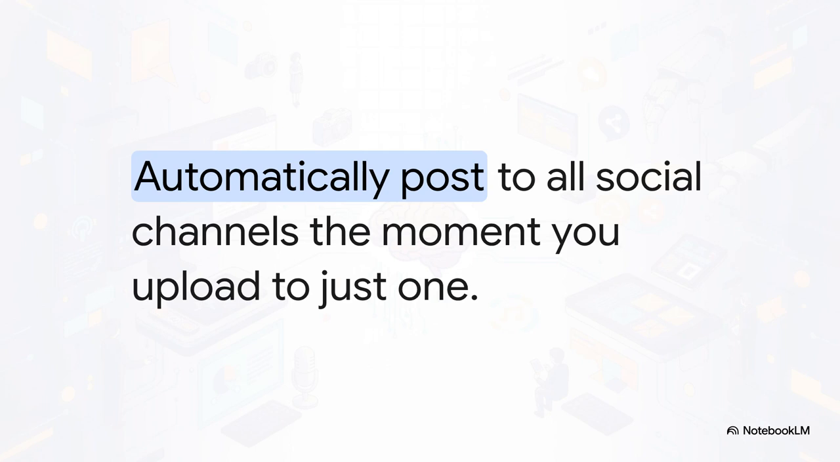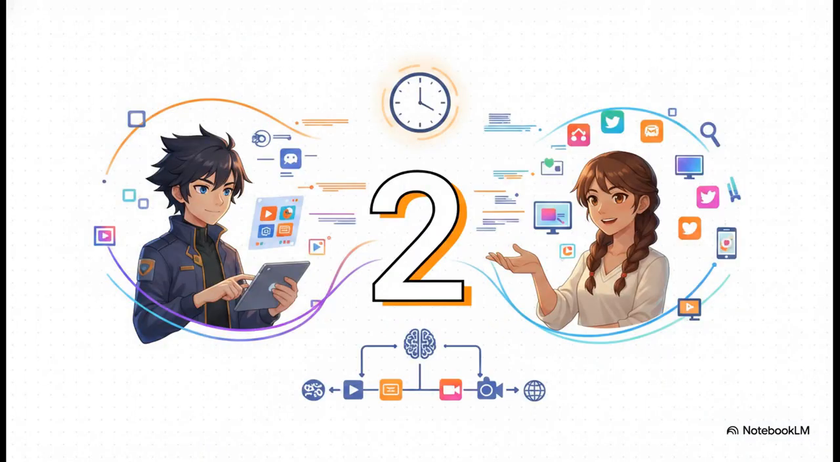Well, to solve this, you can use a super handy tool called Repurpose. What it does is brilliantly simple. It automatically posts to all of your social channels the very moment you upload to just one. So you manually post your shiny new AI-generated short to, say, Instagram, and Repurpose automatically pushes it right over to TikTok, LinkedIn, YouTube Shorts, the whole shebang. And the setup? 2 minutes. That's exactly how long it takes to establish these automatic reposting workflows.